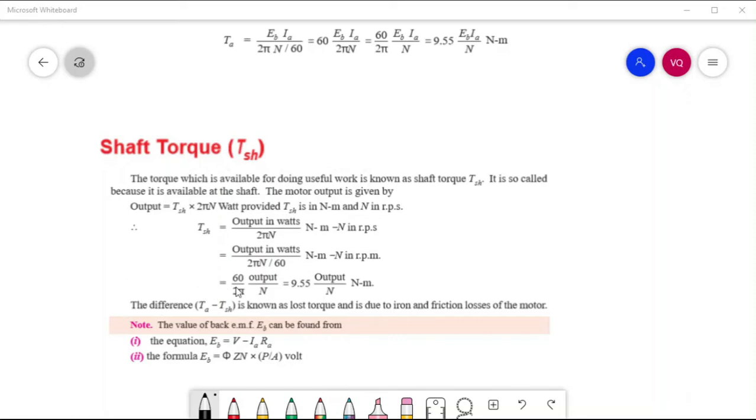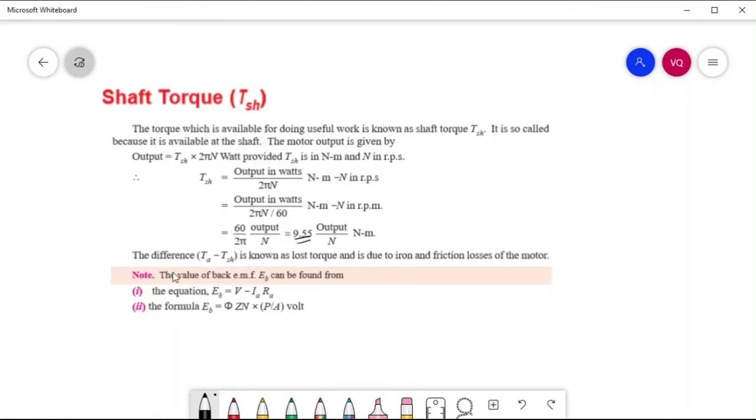So TSH is equal to output in watts divided by 2 pi n. This is in RPS. If you want to use the RPM of the speed, we will divide the 2 pi n by 60 and you will get 9.55 multiplied by the output all over speed in Newton meter. So remember, pag may 9.55 ka na dito na multiplier, it means your speed is in RPM.